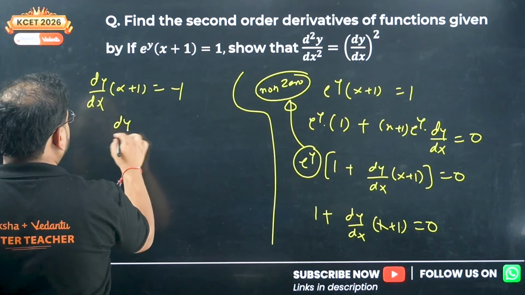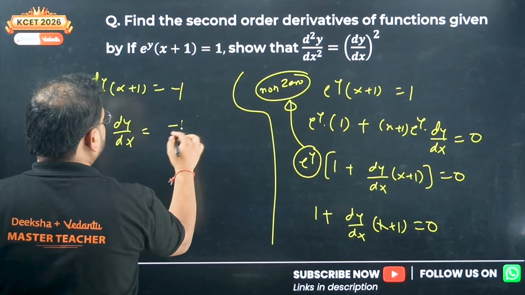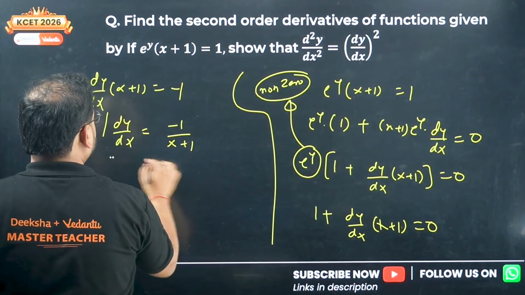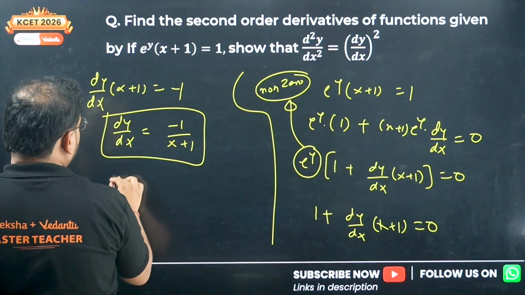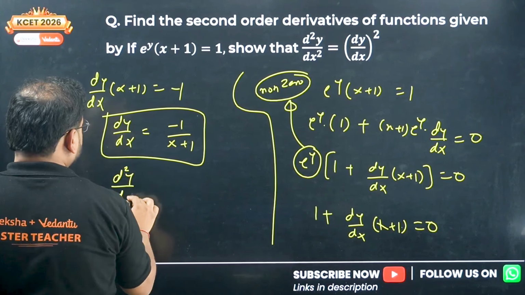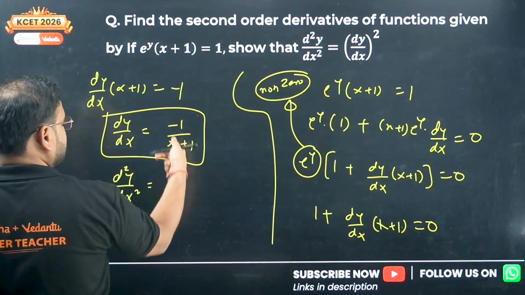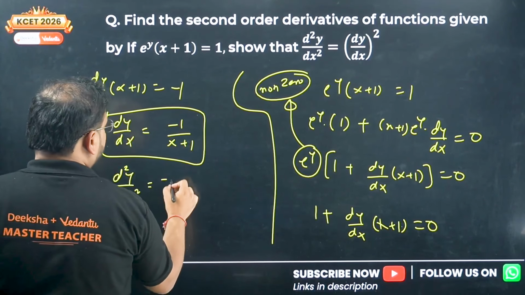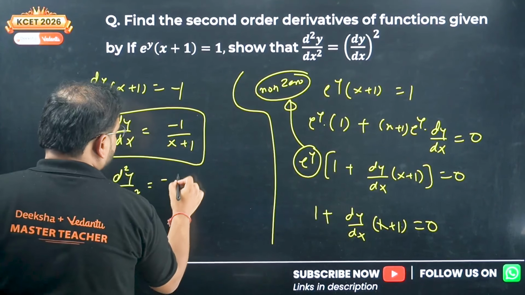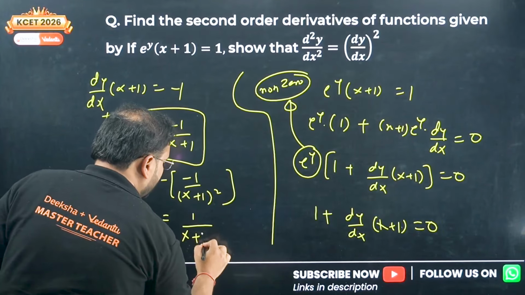So I get dy by dx equals what? Minus 1 upon x plus 1, the first one. Differentiate this one, I'll get d square y upon dx square will be equal to, take the derivative of this, will be what? Minus of minus 1 upon x plus 1 the whole square. I'm getting this value as 1 upon x plus 1 the whole square.